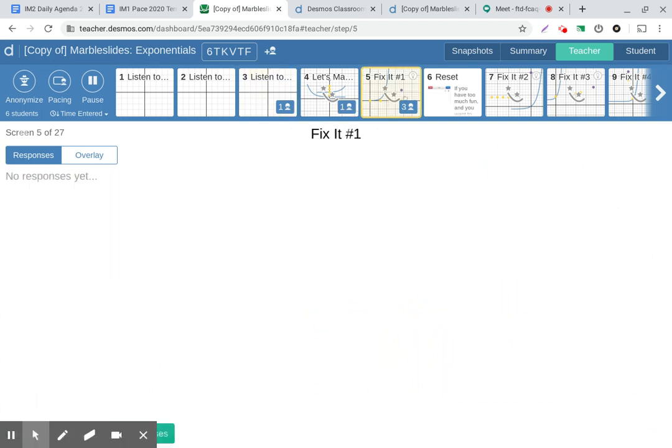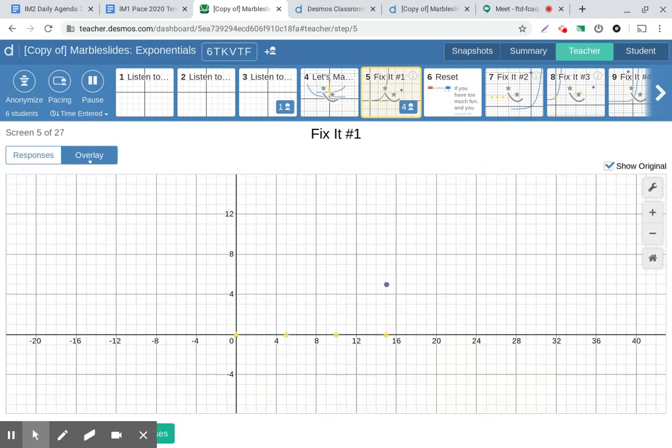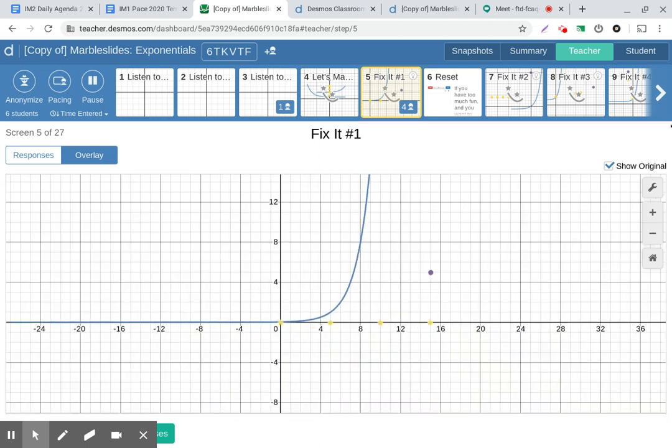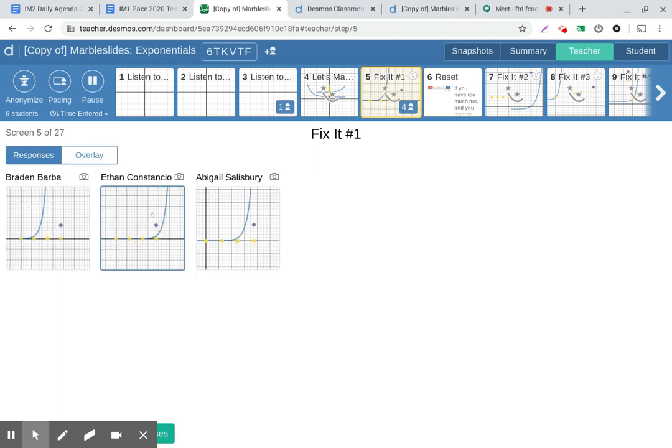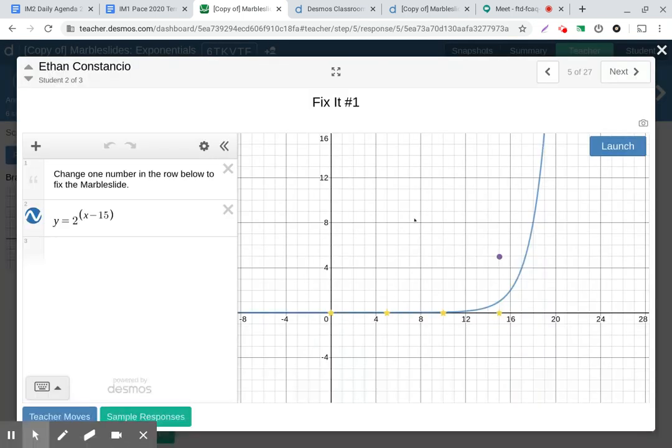So if you press launch, the balls are just going to go right down to wherever they go, right? So we need to move this blue graph to the right. How much do we have to move it to the right? About how much do you think? Are we going to put up, down, left, or right? What do you guys think? 15. There we go. 15.